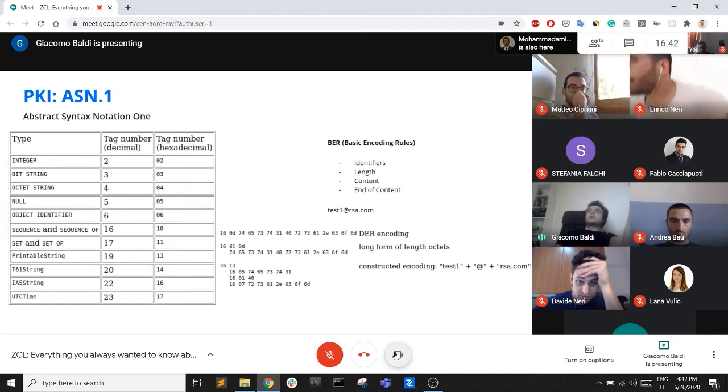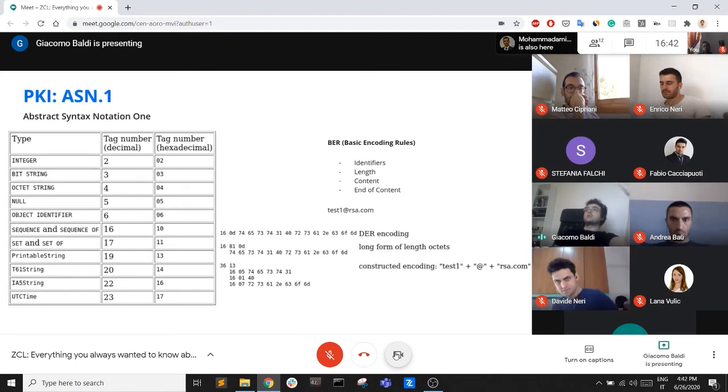What is the problem of ASN.1? There are multiple ways to express the same thing. For example, the string test1@rsa.com is encodable in 3 different ways, with 16 in front, which is IA5 string, a string in ASCII, followed by 0D, which is the length, followed by the string. Or you can use a different format for the length, which is 81 0D. Don't ask me what it means, but there are different formats for the length. Or you can concatenate multiple strings together, obtaining the same string. So you can say, okay, this is a structural object made of these 3 strings, concatenate them together and obtain the string.